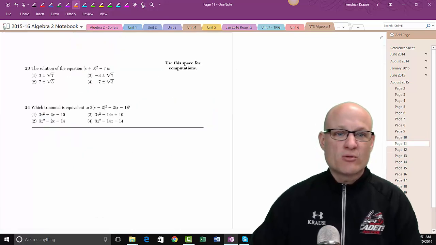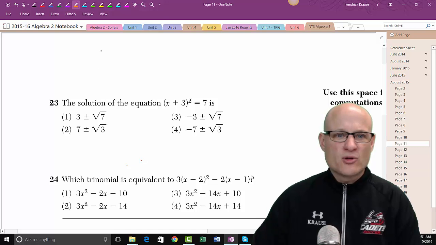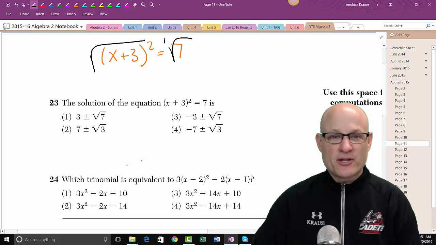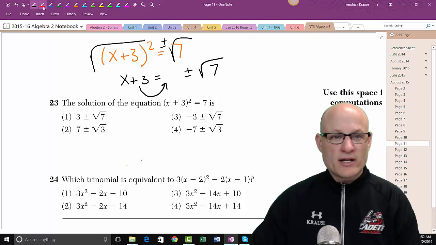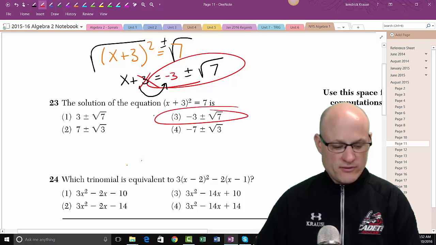Moving on to 23. We're almost done, kids. So the solution for this is, well, let's finish solving it. So we end up with x plus 3 squared equals 7. You all should know the next step is to take the square root and to put a plus or minus. So you get x plus 3 equals plus or minus the square root of 7. If we bring this 3 over here, it becomes negative 3. So there's your answer. Negative 3 plus or minus the square root of 7.